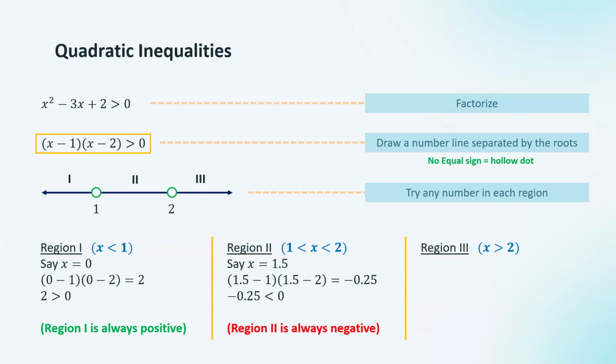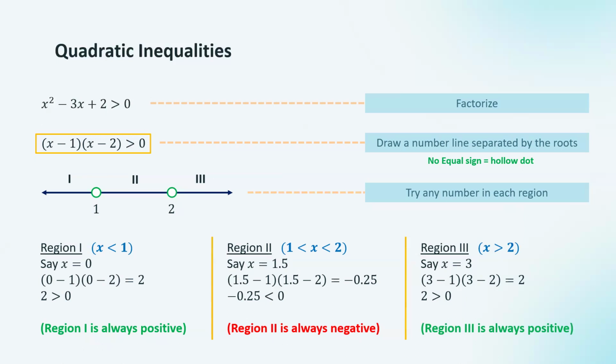In the last region, let's say you use x equals 3. If you input it to the expression on the left, you get 2. 2 is greater than 0. And you can also try with other x values. Let's say you try x equals 4 or x equals 5, and you will still get the same conclusion that the multiplication result in region 3 is always positive.